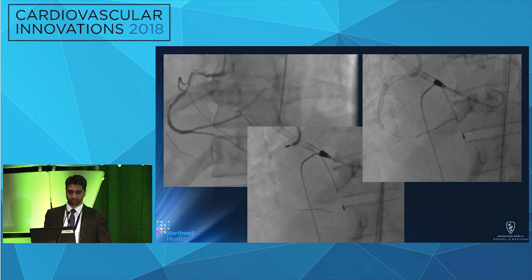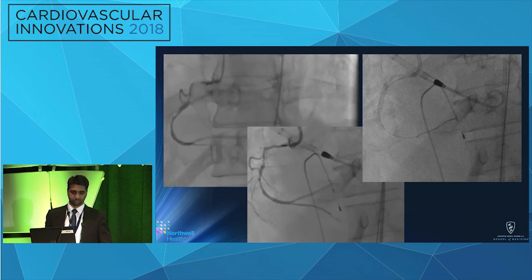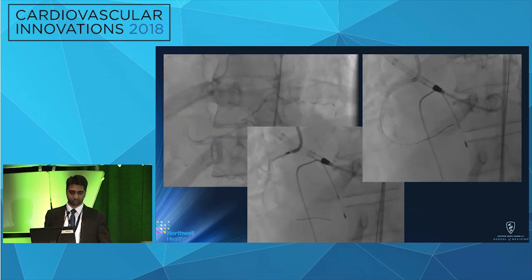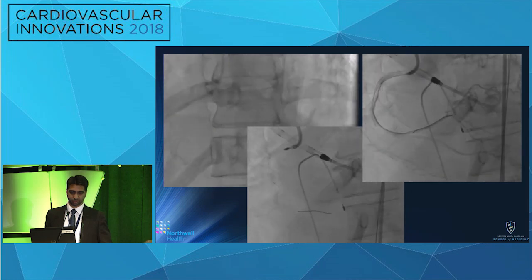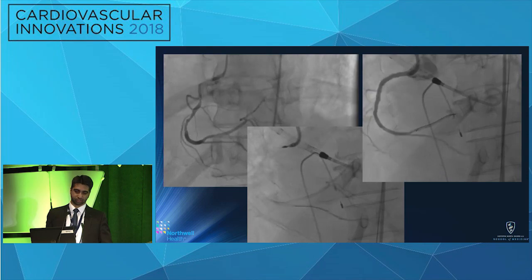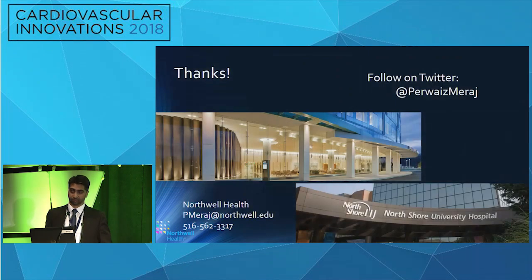Just more examples. You can see here another rotational atherectomy case, slightly more tortuous vessel, concentric calcium, very heavy, bulky calcium, especially in the proximal RCA, and that's what it looks like at the end of the rotational atherectomy run and stent placement. And that's it. Thank you very much.